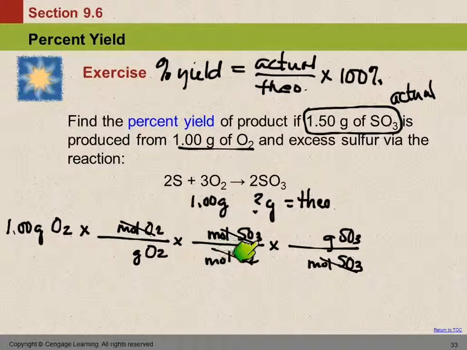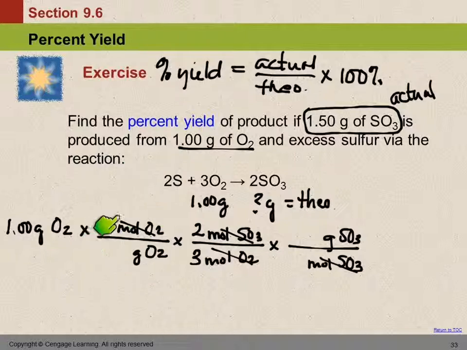The middle term is moles of one thing to moles of another thing. This is where we use our coefficients from this equation. In front of SO3 is the number 2. So that goes here in the mole ratio. In front of O2 is the number 3. So we're going to bring that down here. We are done using the coefficients.